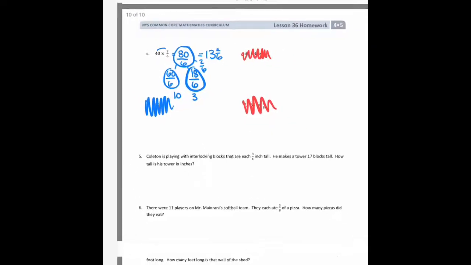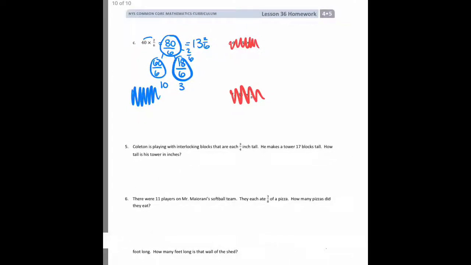Okay, let's look at the next page. The bottom one didn't show up on my iPad for some reason, so we're just going to do 5 and 6 for the word problems. So let's look at number 5.